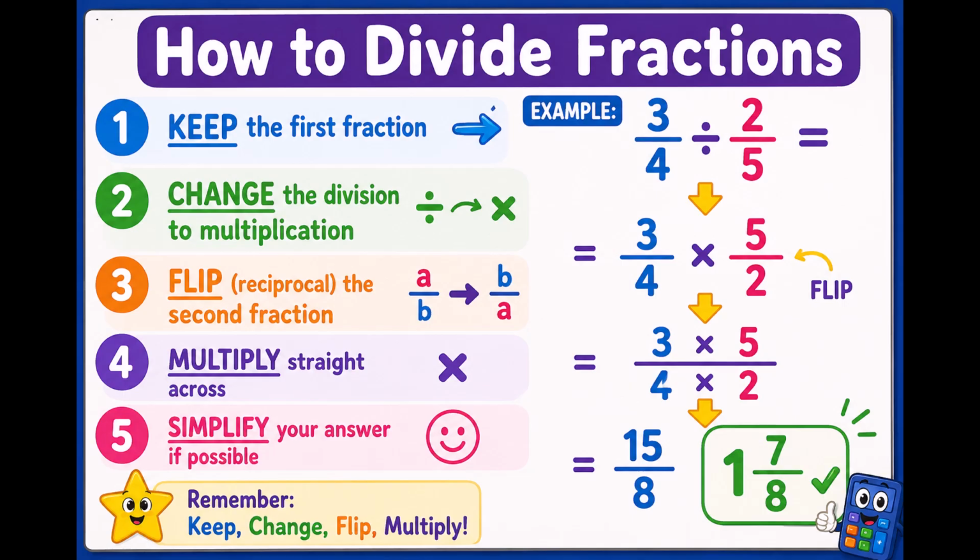All right, so let's remember, when dividing fractions, always use the rule. Keep the first fraction. Change the division sign to multiplication. Flip the second fraction. Multiply straight across and simplify your answer if possible. This easy rule works every time.